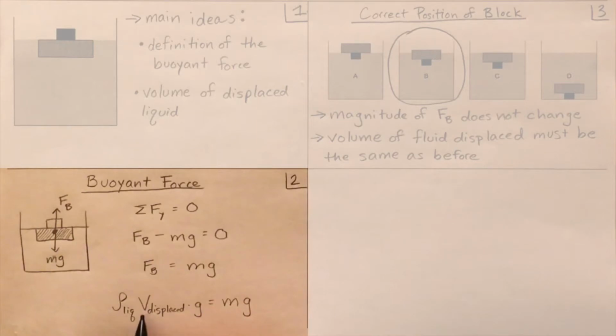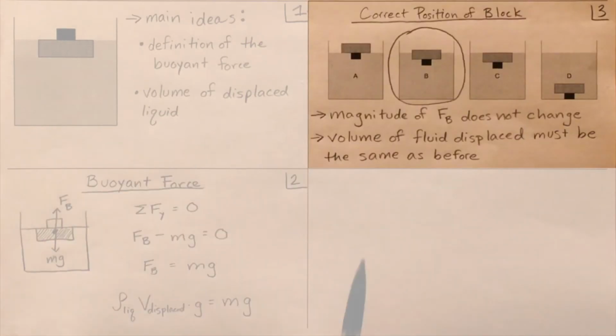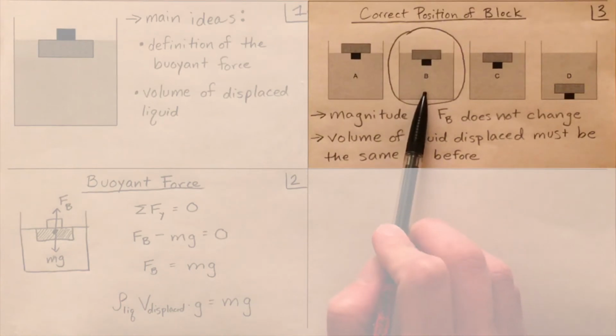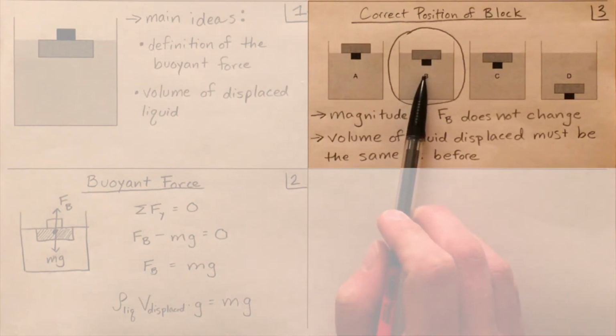The important thing here is the volume of the displaced liquid. The buoyant force isn't going to change when we flip the object upside down because the density stays the same, gravity stays the same, and the volume displaced must stay the same because this term isn't going to change. So, when we go to look at the pictures, we're going to be looking at one which has this amount of volume underneath the water. Looking at the options, we see that option B satisfies this requirement.